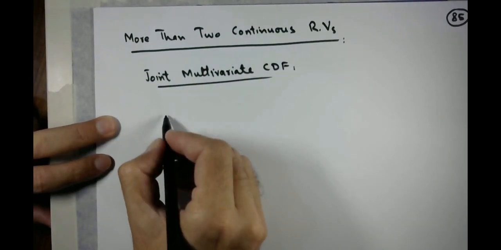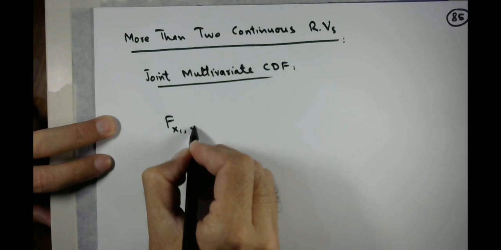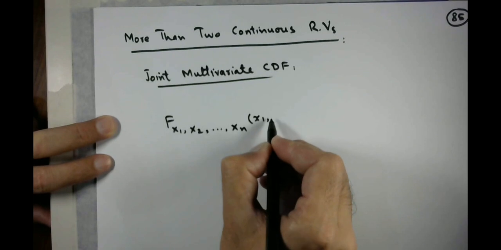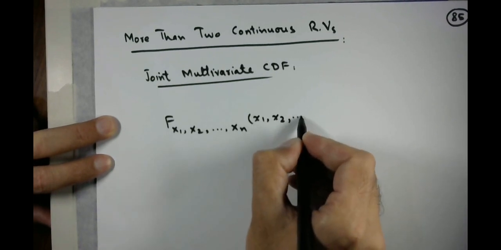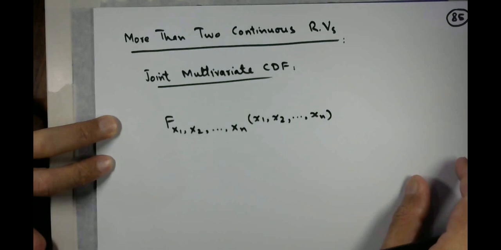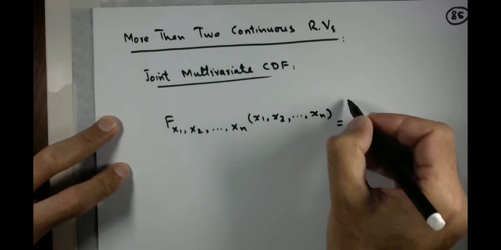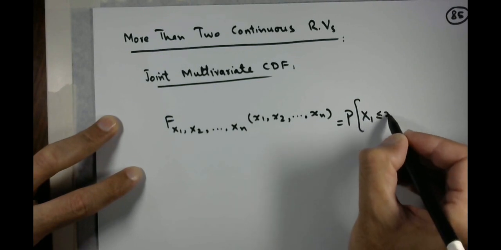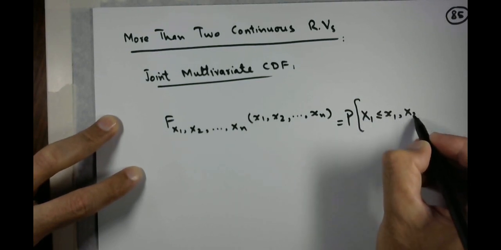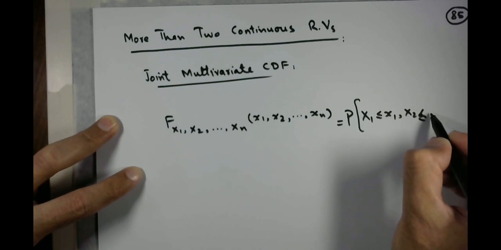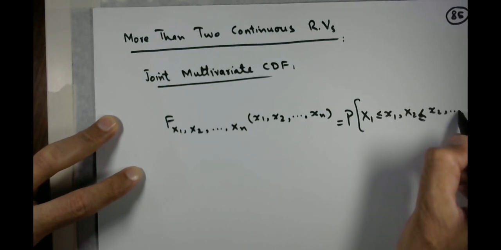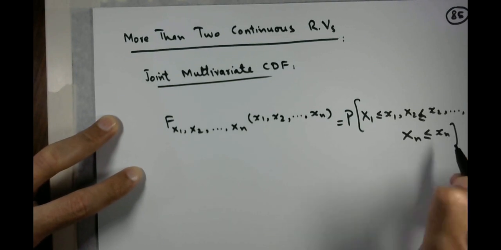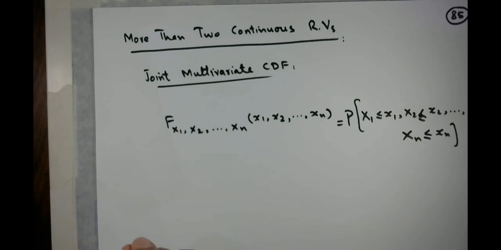This is simple. We write it as f sub x1, x2, so on till xn of x1, x2, so on till xn. And this is nothing but the probability that x1 is less than or equal to this number, x2 is less than or equal to this number, and so on, xn is less than or equal to this number. So the definition is the same.